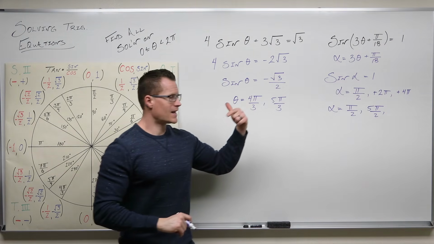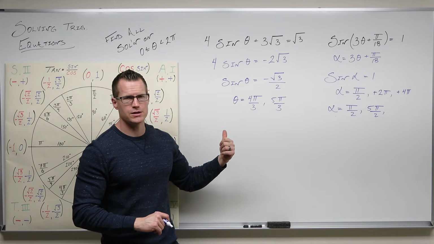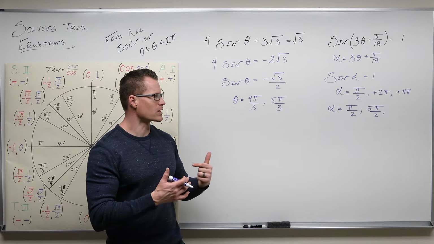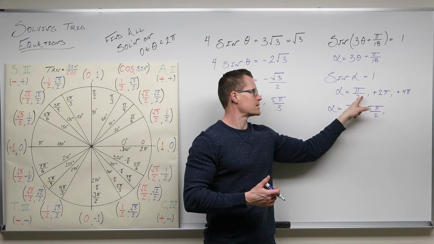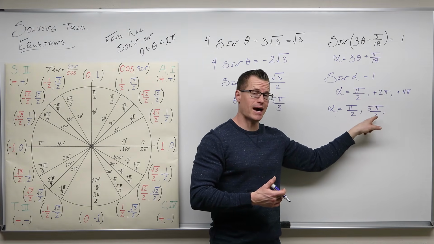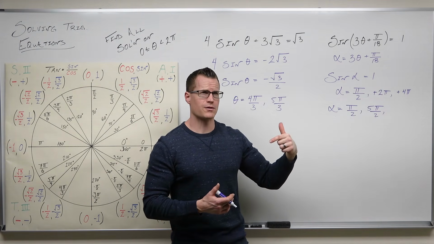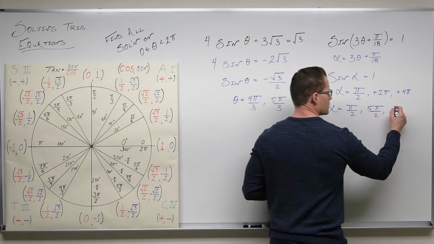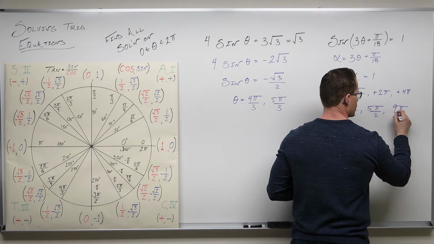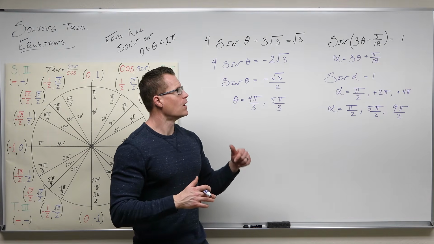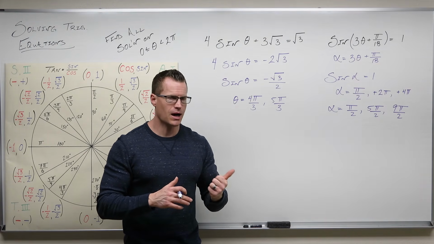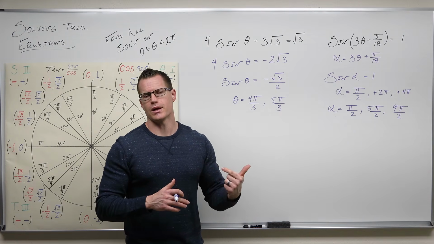If I add 2 pi again, or add 4 pi to pi over 2, either way you want to go, it doesn't really matter. So 2 pi to this is that one, 4 pi to this, or 2 pi to that. So that'd be an additional 4 pi over 2, that's 9 pi over 2. Now that's way outside 0 to 2 pi, but remember, we're about to subtract pi over 18 and then multiply by 3.